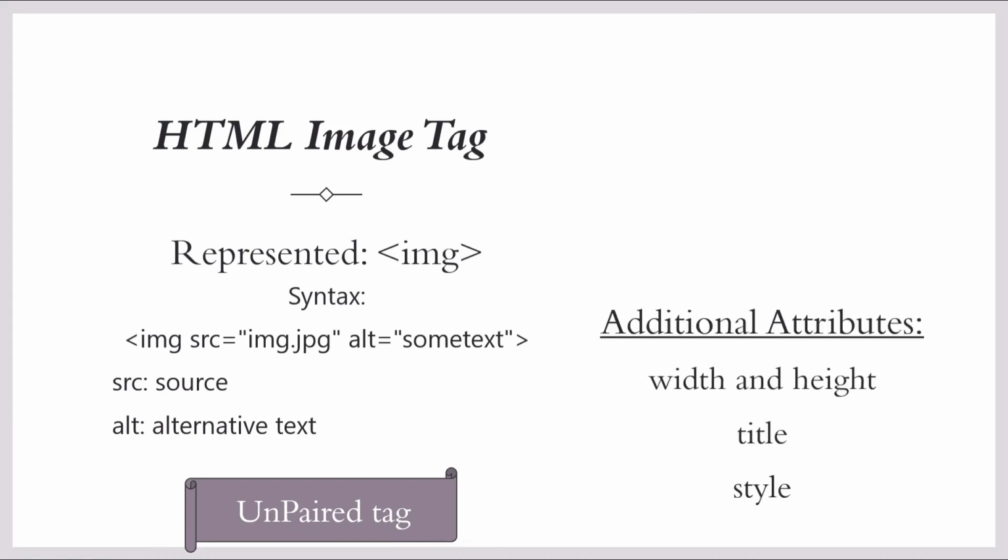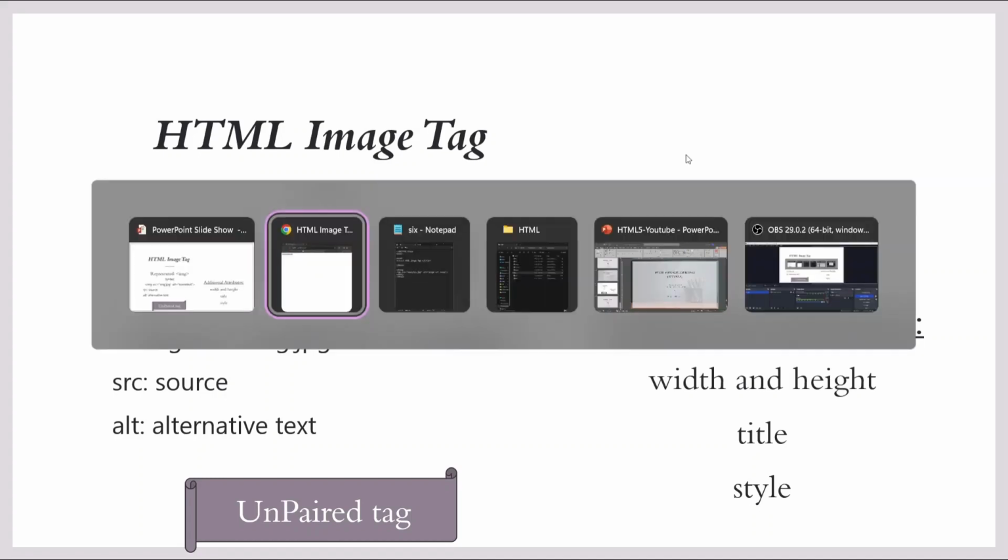Now let's explore some additional attributes we can use with the image tag. We can add some more attributes to the image tag for further customization. Here are a few commonly used ones: width and height attributes, which let you specify the dimensions of the image. Title attribute provides additional information about the image. Style attribute allows you to apply CSS styles directly to the image. Let's consider an example.